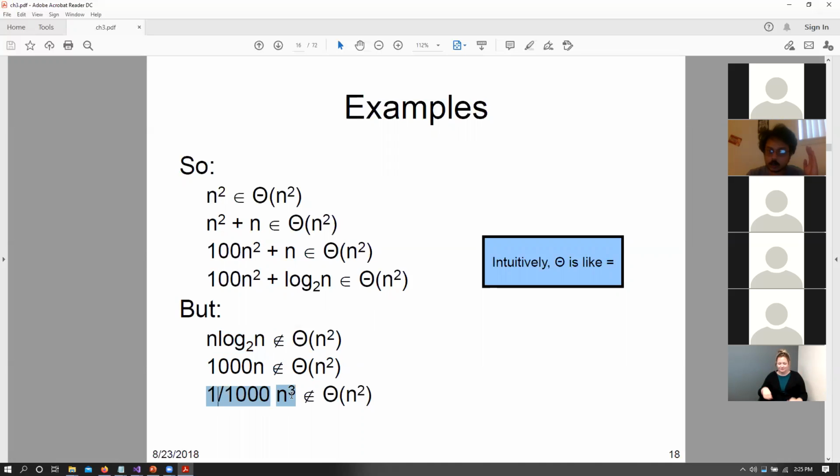Similarly, for n cubed by 1000, n squared might be the lower bound in this case, but n squared is not the upper bound, right? Because n cubed grows much faster than n squared. So in this scenario, n squared is not the upper bound. So intuitively, you can think about theta as being like equal, right? So within that particular part. Let me ask you a question.